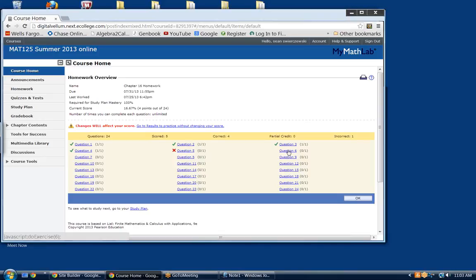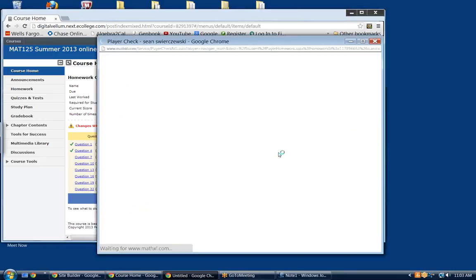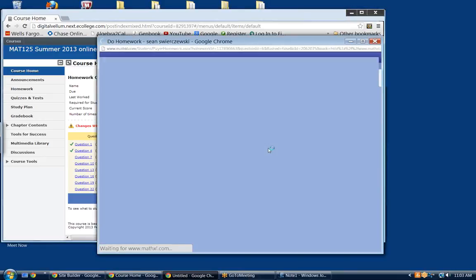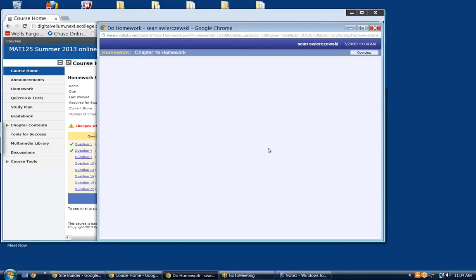Let's go to 6, just so we don't start off with such a frustrating one. It wasn't a particularly hard problem. It was just the numbers they had put with it made the calculations difficult.